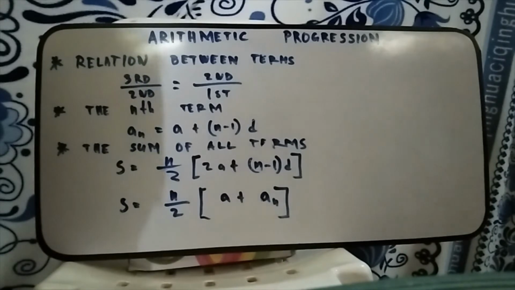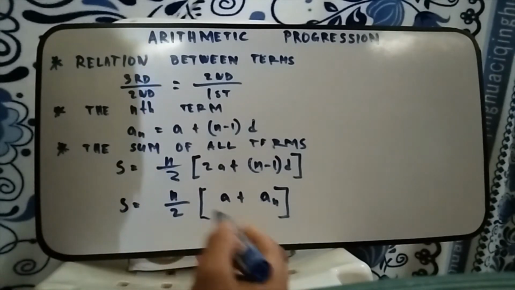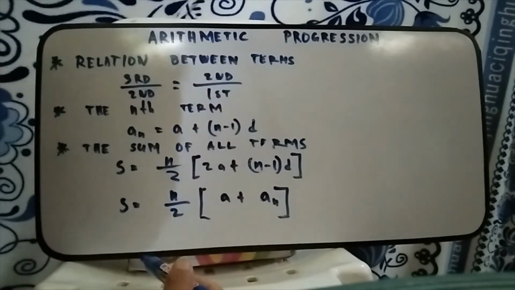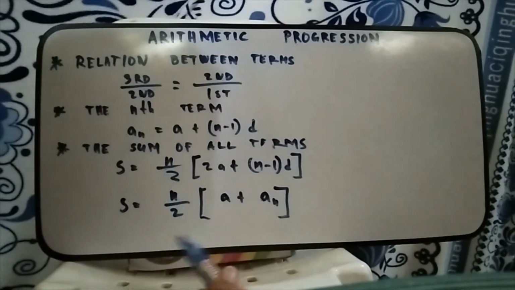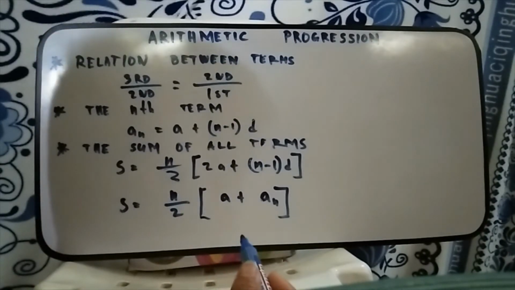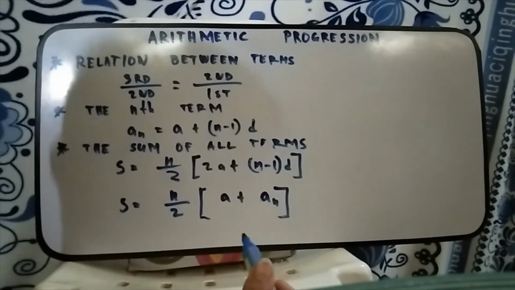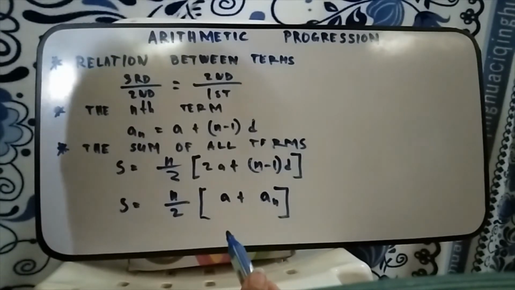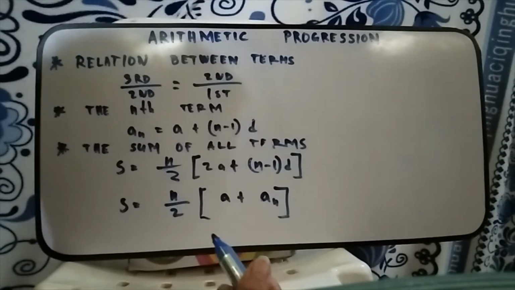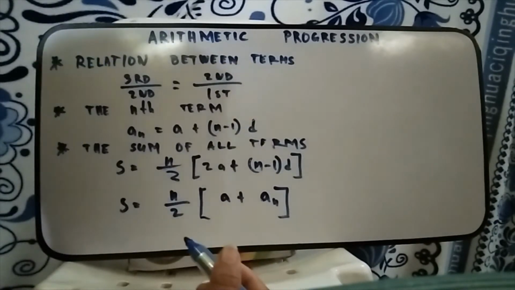Arithmetic progression, the relation between terms. Third term over second term is equal to the second term all over the first term. The nth term is a_n equal to A plus the quantity of n less 1 times d, where n is the number of terms, and d is the difference between the first term and second term.